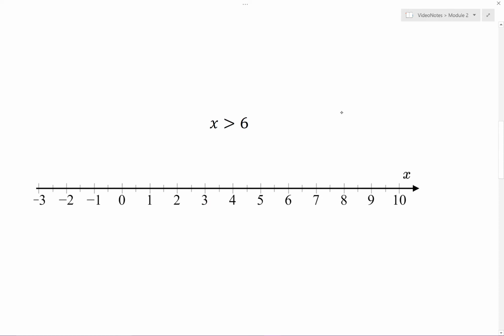We can also describe entire solution sets of numbers that meet a certain criteria. For example, x is greater than 6 describes all values of x that, when plotted on a number line, are to the right of 6. We can represent this visually by drawing a number line, plotting an open dot at 6, and then shading to the right of 6.